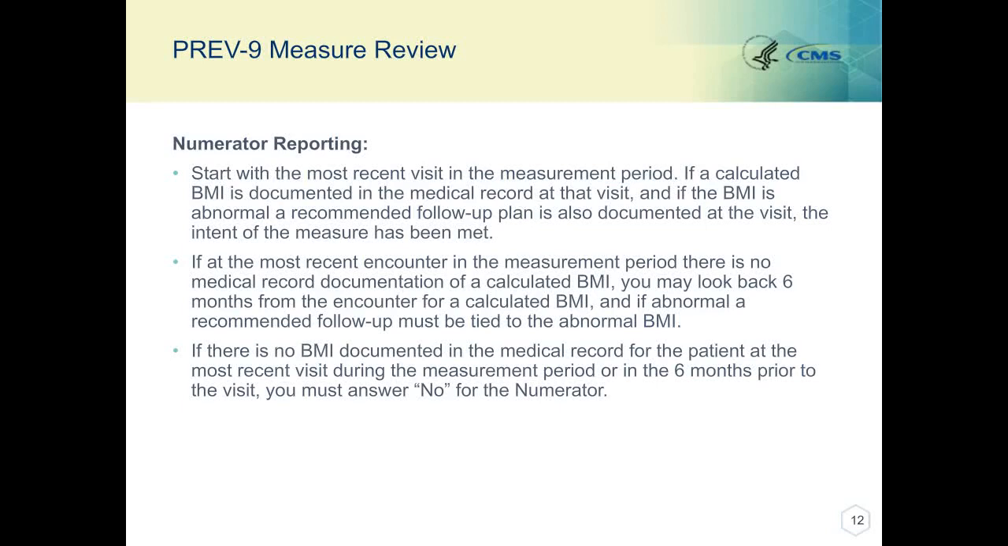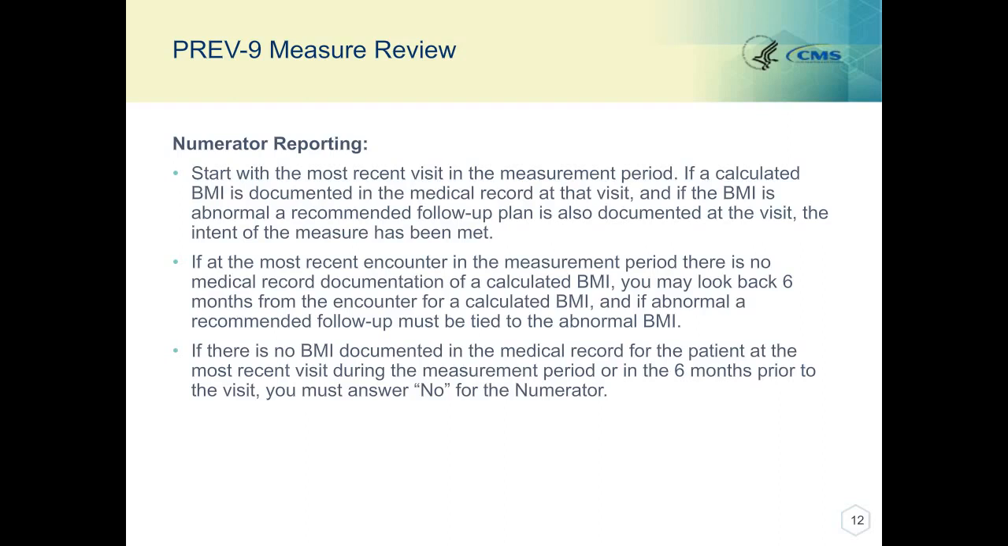On slide 12, we just want to restate the numerator reporting. Start with the most recent visit in the measurement period. If a calculated BMI is documented in the medical record at that visit, and if the BMI is abnormal and a recommended follow-up plan is also documented at the visit, the intent of the measure has been met. If at the most recent encounter in the measurement period there is no medical record documentation of a calculated BMI, or there is a BMI but no follow-up documented, then you may look back 6 months from the encounter for a calculated BMI. And if abnormal, a recommended follow-up must be tied to the abnormal BMI.